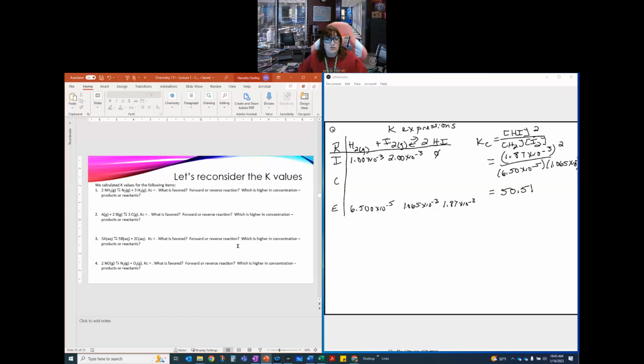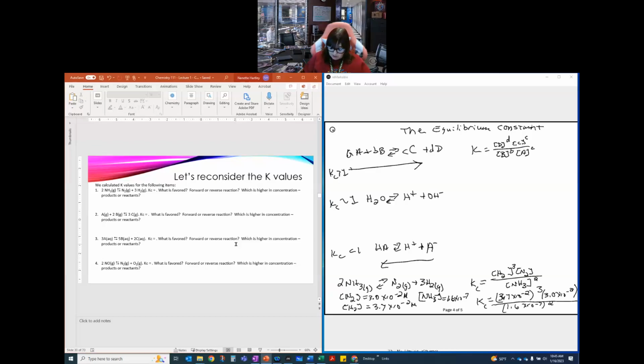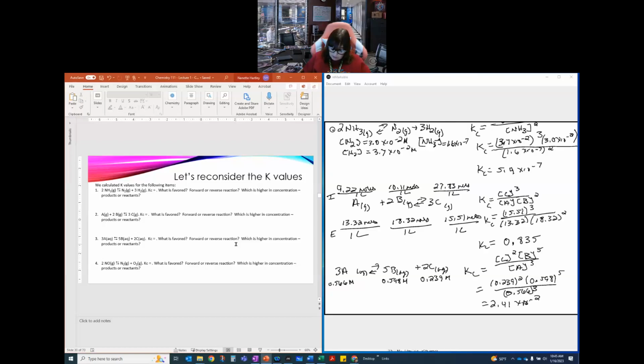So let's reconsider some K values, all right? And here we're going to be doing some manipulation with K expressions. So it's not just what we had previously. We're going to consider how we deal with this. Now, we calculated an NH3 concentration from N2 plus 3H2 previously. So the K value for that we calculated, and at 500 degrees, we had calculated that to be 5.9 times 10 to the minus 7. Okay.